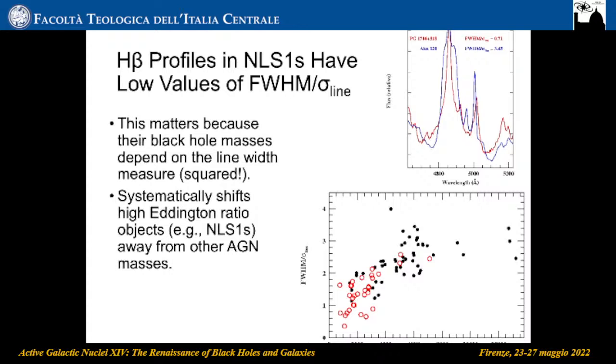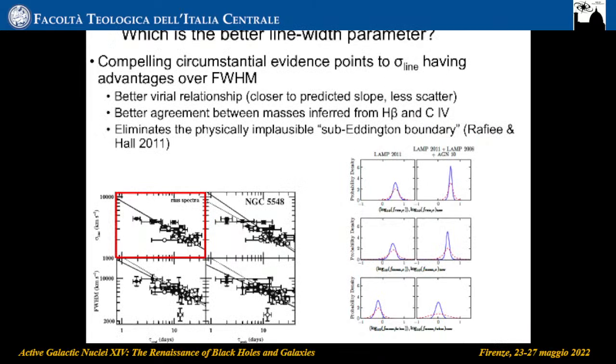The main question that motivates this work is: what should we use? Should we use sigma or the full width at half maximum? Well, there are several pieces of evidence that prove that the sigma of the line profile is much better than the full width at half maximum.